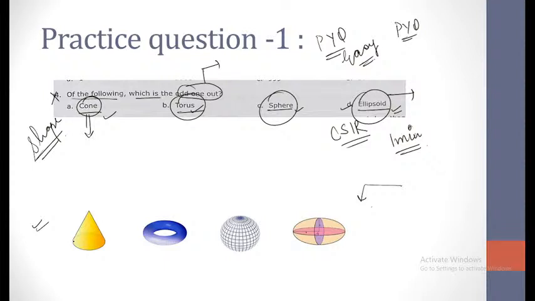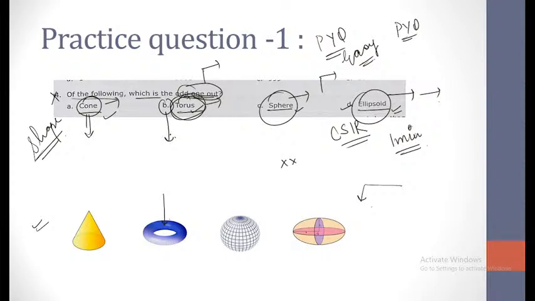First thing, there is some kind of flaw in this particular question, because the answer could be 2 options. Why? Let's discuss it. The question says which one of them is the odd one out. First is cone, then we have torus, sphere, and ellipsoid, right? Now, if we look at the question in terms of closed and open shapes, the answer should be torus, because torus is the one which has a hollow structure in between, right? The answer should be option B.